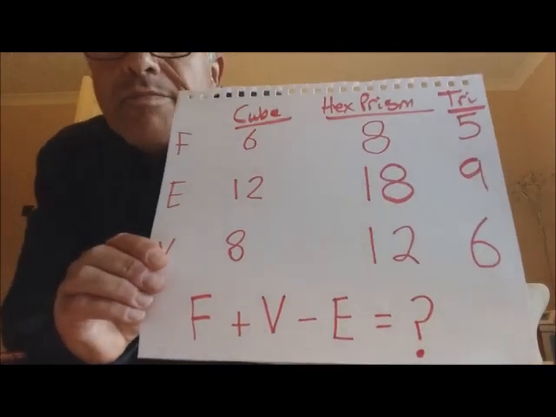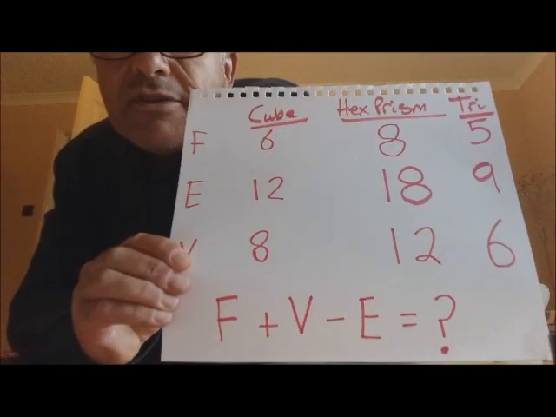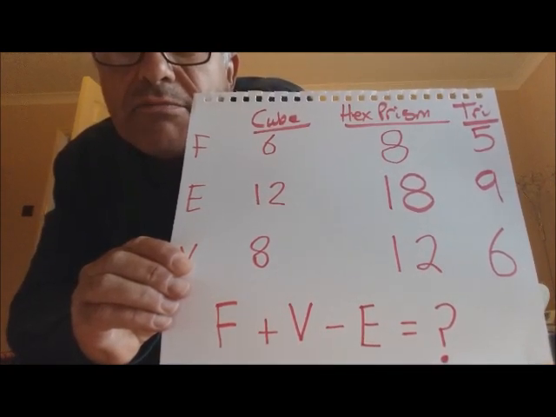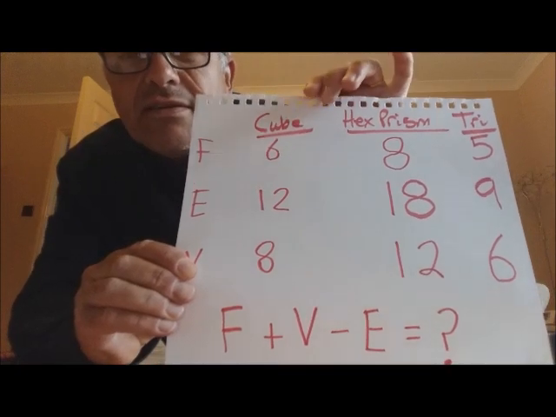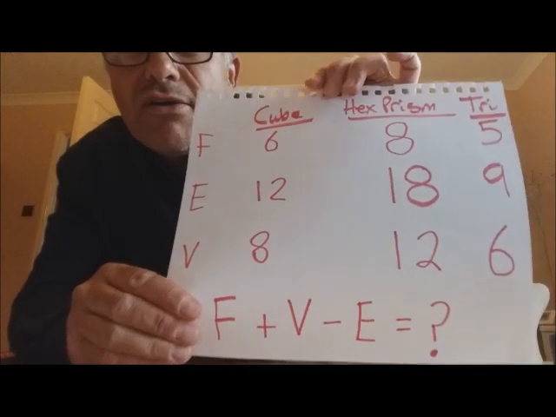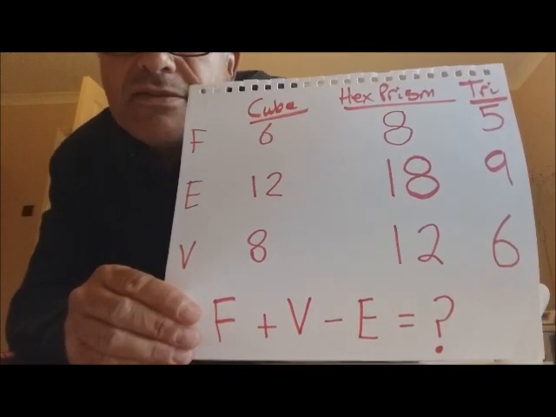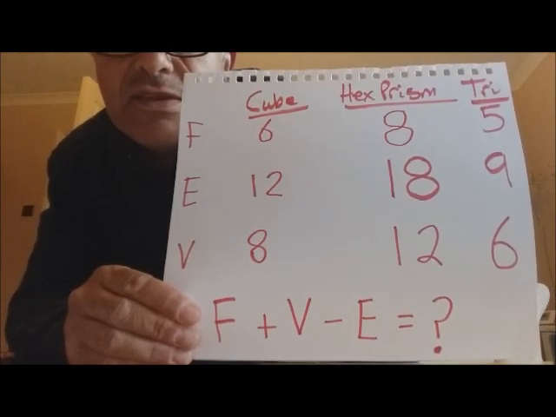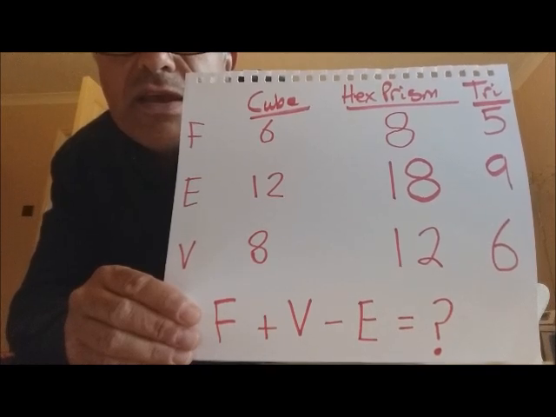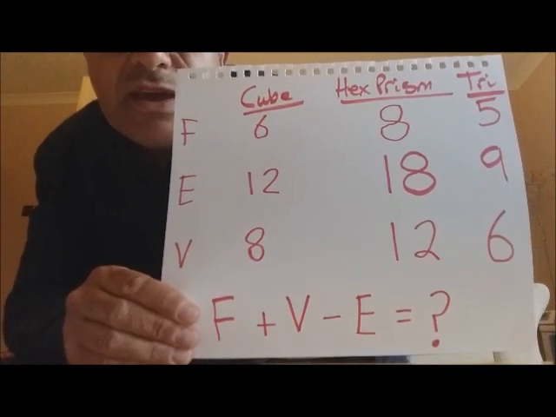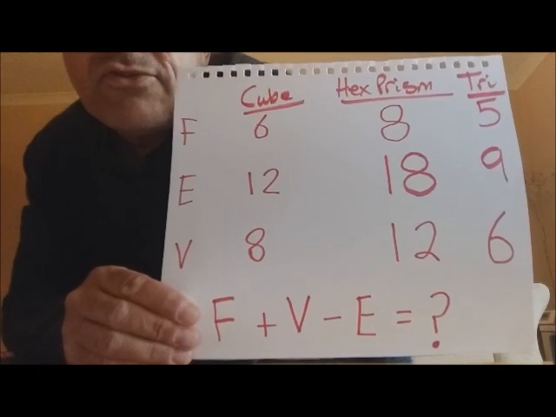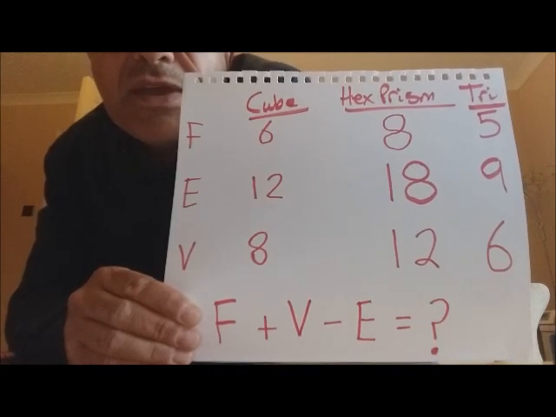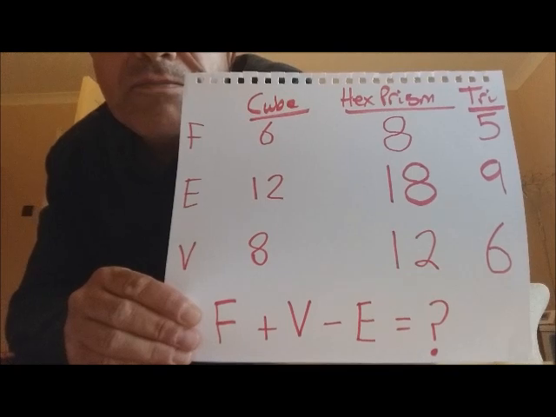So for each shape, look at the number of faces. Okay, then add to that the number of vertices, and then take away the number of edges. What's the answer? So for the cube, faces is 6 plus vertices is 8, so 6 add 8 is 14. Take away the number of edges and you get 2. Okay, 14 take away 12 is 2. And then see how that works out for the hexagonal prism and for the triangular prism.